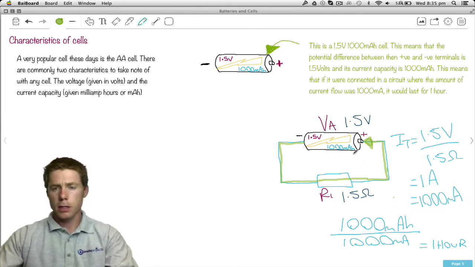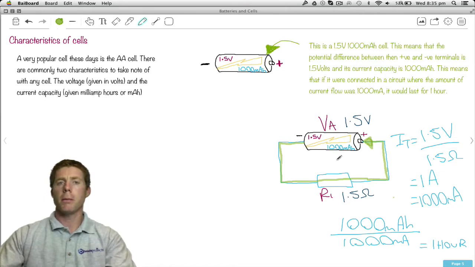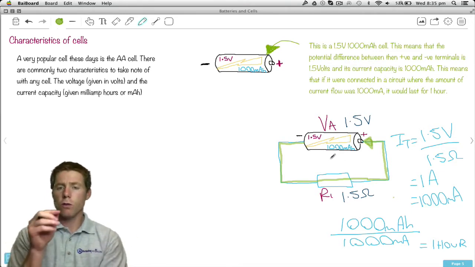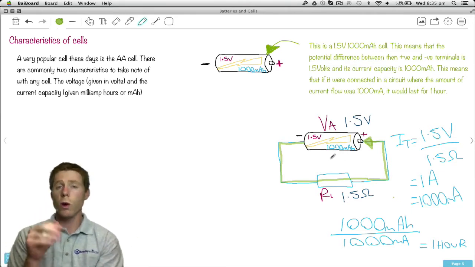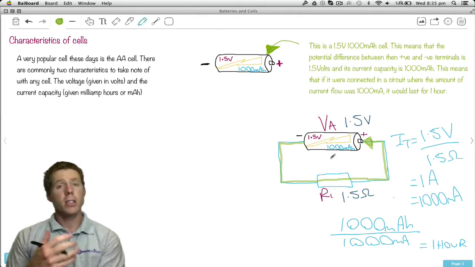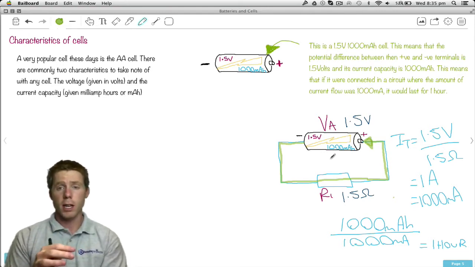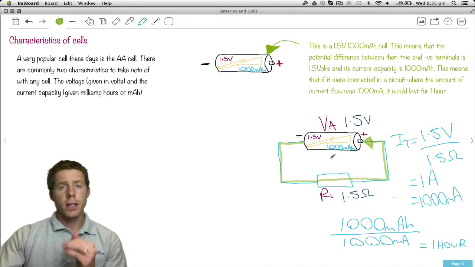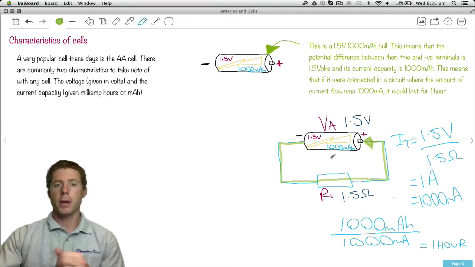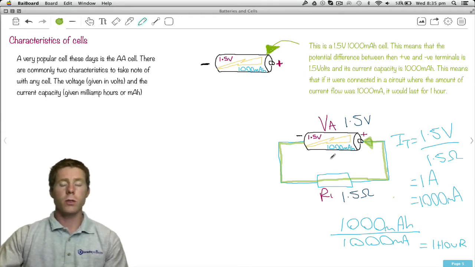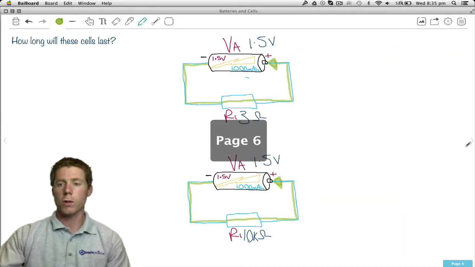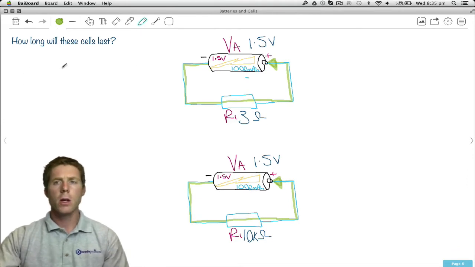Now this particular cell is rated at 1000 milliamp hours. That means if you connect it to a circuit that is drawing 1000 milliamps, it will last for 1 hour. If we connect it to a circuit that is only drawing 500 milliamps, it would last for 2 hours. So the capacity is measured in milliamp hours, and from this we can work out how long the battery will last in any type of circuit that we're going to put it in, as long as we can figure out how much current it is going to take.